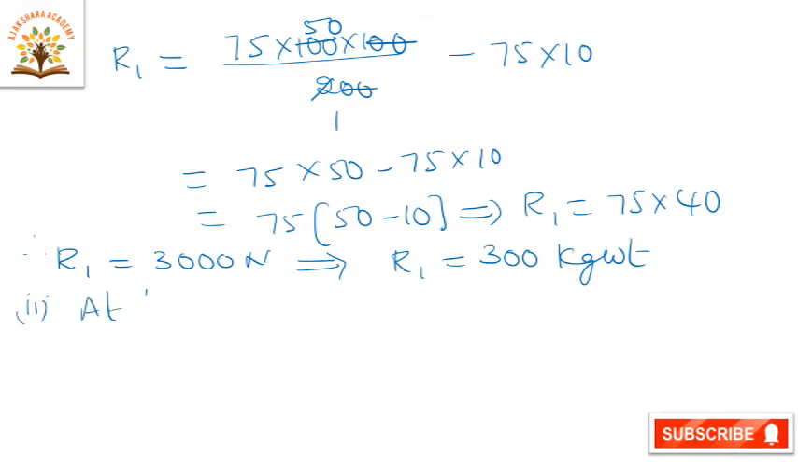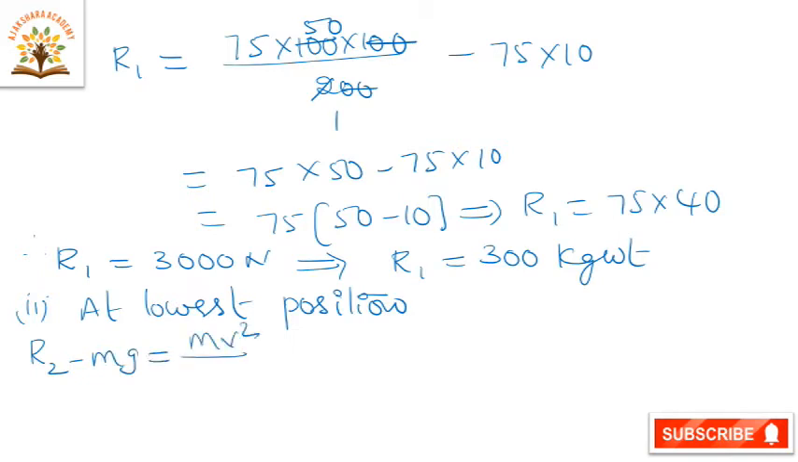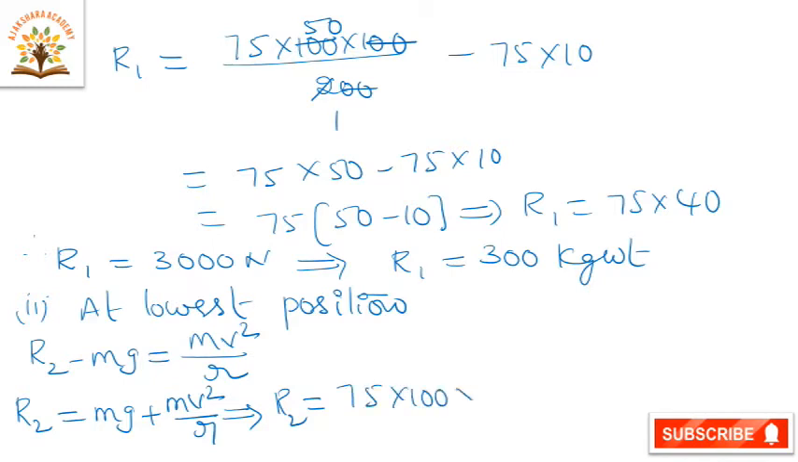At the lowest position, finding the force. So R2 minus mg is equal to mv square by r. Now from this we are getting R2 is equal to mg plus mv square by r. Now substituting values, R2 is equal to m, nothing but here 75 into 100 into 100 by, here mv square by r plus mg.